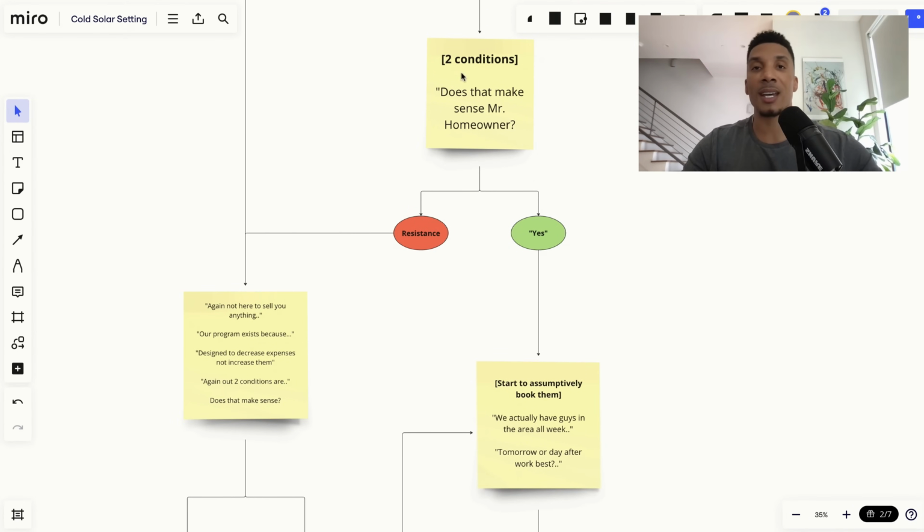So again, if they say yes to the two conditions, this is how our program works. We keep it super simple. Boom, we go down here to assumptively book them. If we get resistance, we have a statement in our script that we use as well.